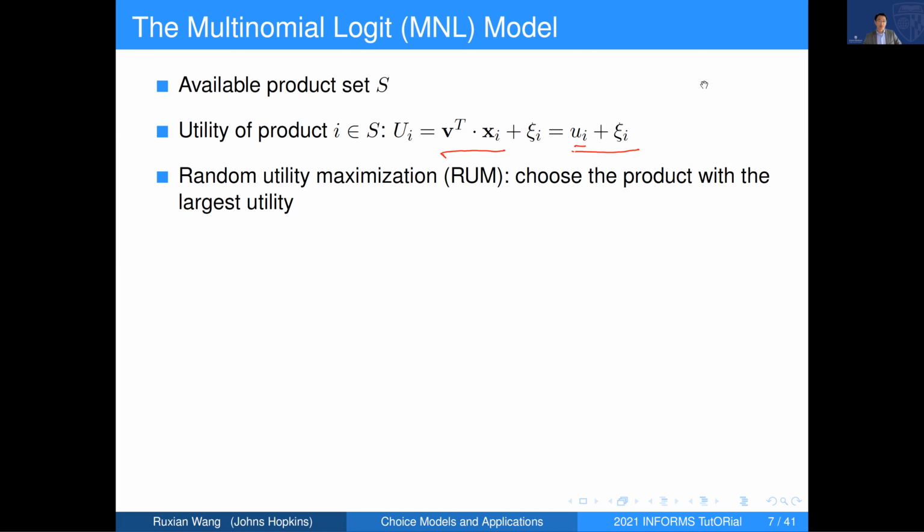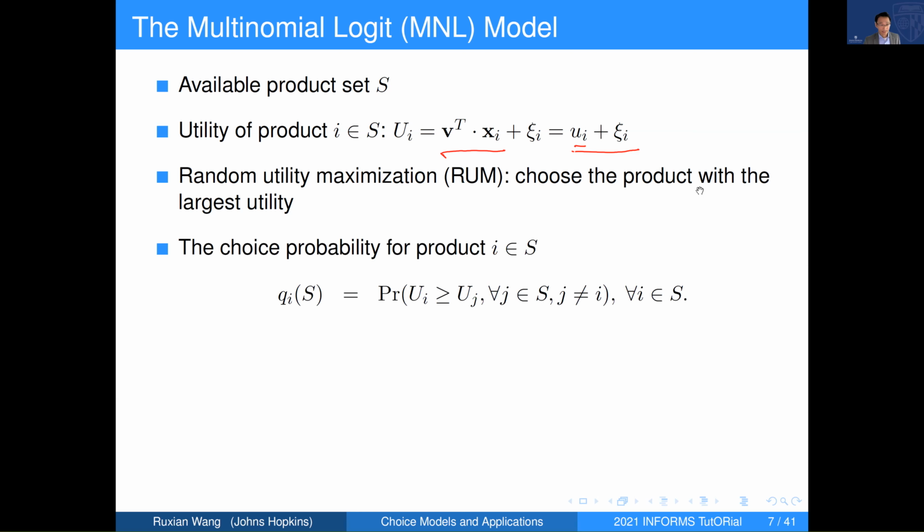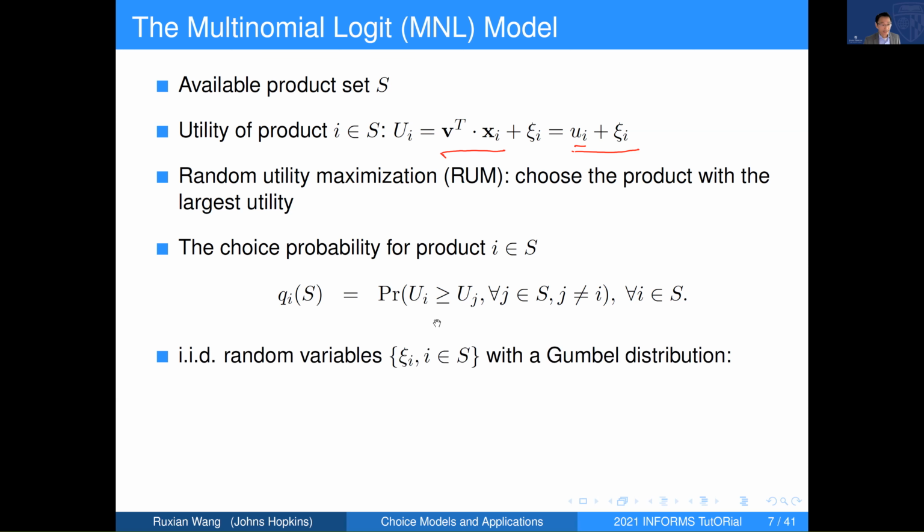The random utility maximization framework says the consumer chooses the product with the largest utility. So the choice probability for product i in S is equal to the probability that u_i is greater than any u_j, as we said before. Actually, here we can have a closed form expression for some special cases. We further assume the random terms are IID random variables with a Gumbel distribution. Here's the CDF for the Gumbel distribution.